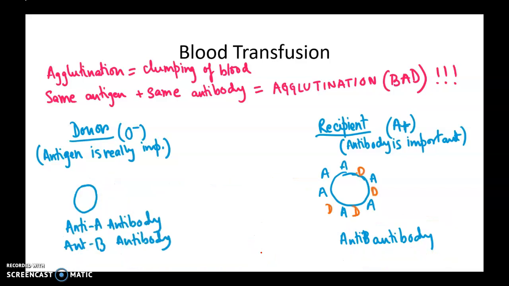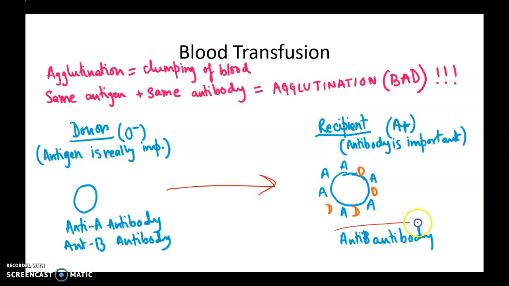Moving on to another scenario. Here we have an O negative donor giving blood to an A positive recipient. So O negative means there is absolutely no antigen on the surface of RBC. The donor has both anti-A and anti-B antibody in the plasma. The recipient, being A positive, has both A and D antigen on the surface of RBC, and anti-B antibody in the plasma. Let's look at the transfusion.